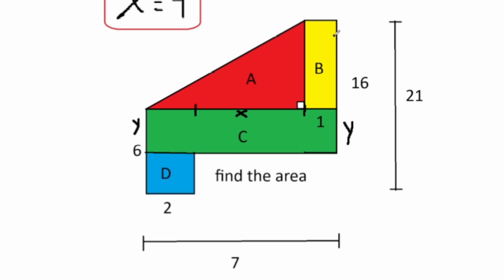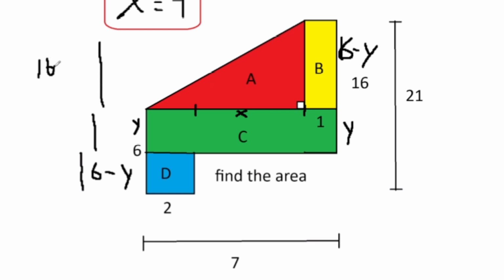16 is this entire length here. If this is y and the entire thing is 16, then we know that this is 16 minus y. And 6 minus y is equal to this, because this entire thing is 6, and this thing is y. So we have 6 minus y. We can use either one of these, but either way, all of this has to equal 21. So we can do 6 minus y to get this value. We can do y to get this value up to here. And we can do this, which is 16 minus y.